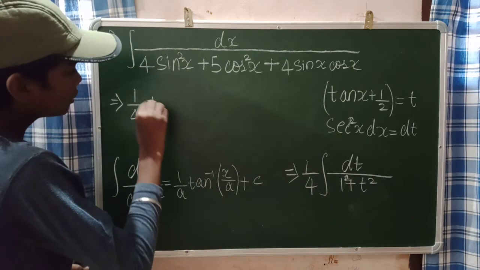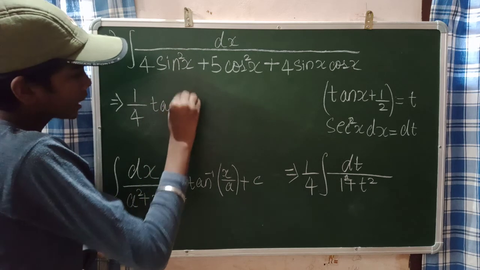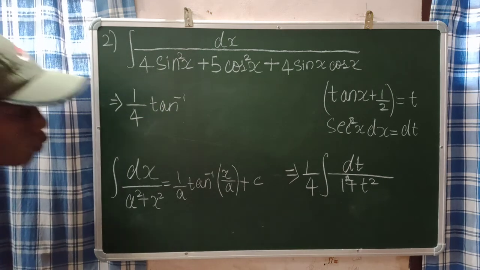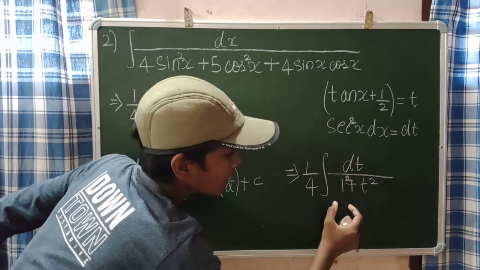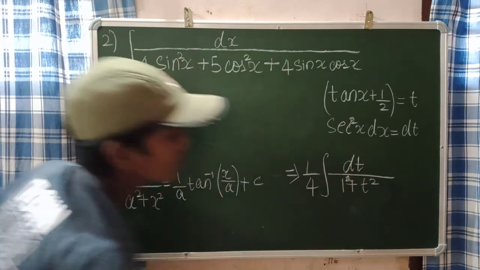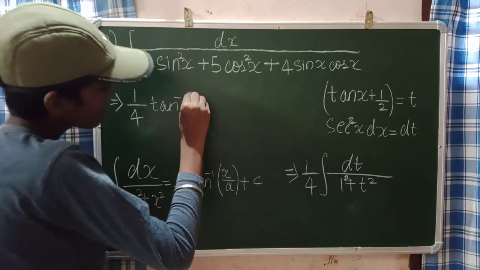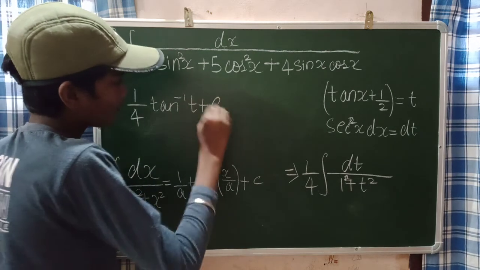Next, into tan inverse of x by a. X by a will be nothing but t divided by 1, because your x is nothing but your t and a is nothing but your 1. That is why your x by a is t by 1. T by 1 is t. Then plus some constant.